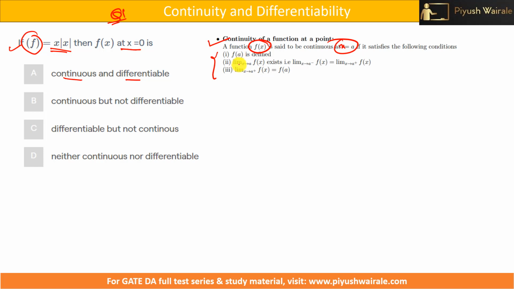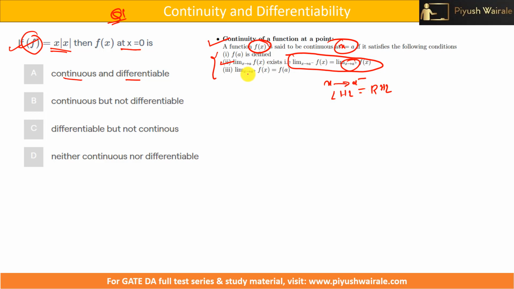What about the second condition? Limit x tends to a, f of x must exist. So the limit should exist for this particular f of x. We can say the limit exists when the left hand limit is equal to the right hand limit. Here x tends to a negative is the left hand limit, and x tends to a plus is the right hand limit. If the left hand limit is equal to the right hand limit, then we can say the limit of a particular f of x exists.